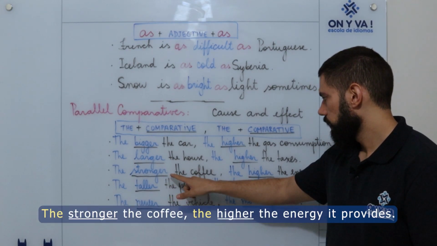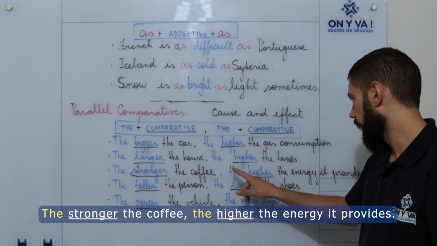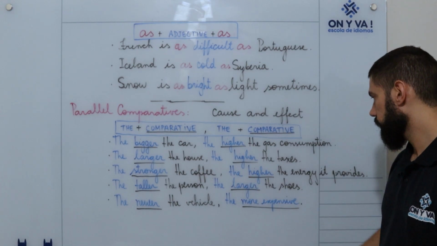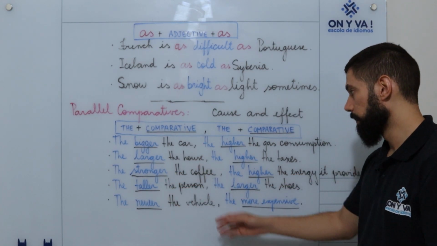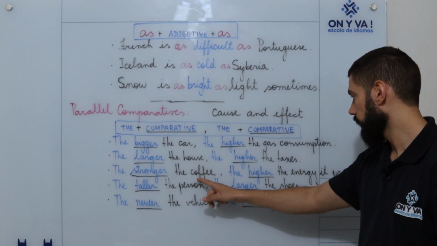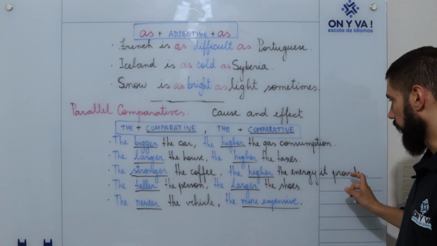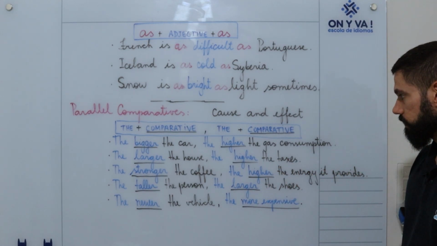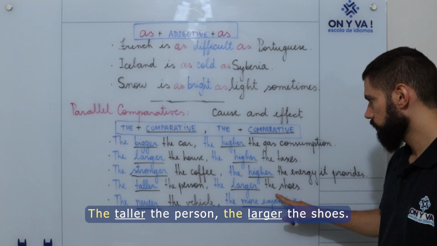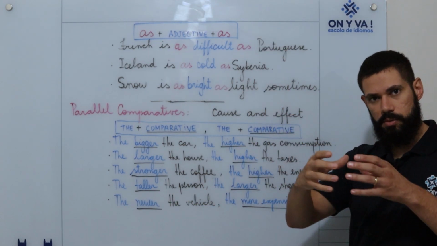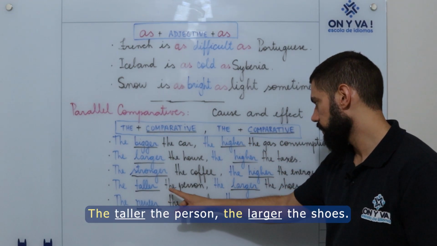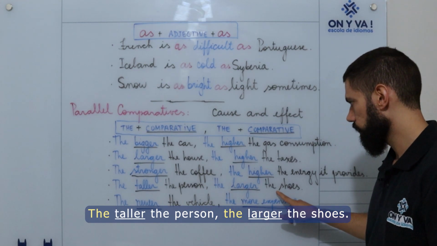Another example, the stronger the coffee, the higher the energy it provides. The stronger the coffee, or the darker the coffee, or the more caffeine you have in the coffee, the more caffeine it provides, so the higher the energy it provides. Another example, the taller the person, the larger the shoes. So if a person is very tall, normally the shoes are also larger.